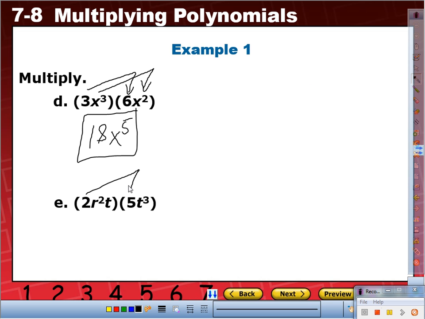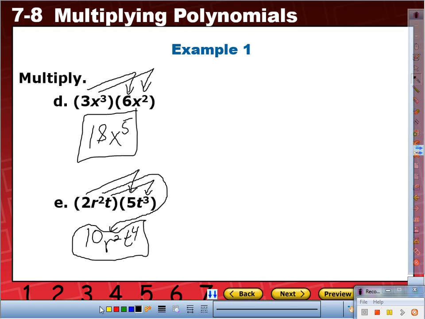This one, 2 times 5, that's 10. R squared times, oh, there isn't any. I'll do a U-turn and write it here. R squared, okay? And then from there, t times t cubed becomes t to the 4th, and we're done. Did everybody see how that worked?